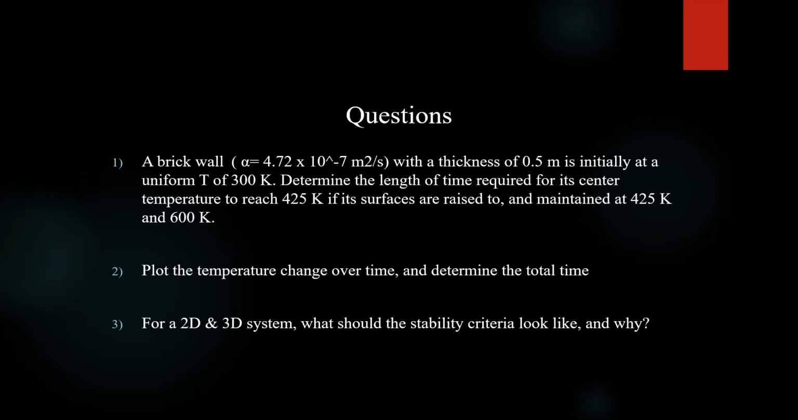So the question that I had to answer was threefold. The first one was asking me to find the length of time required for the center temperature to reach 425 if its surfaces are raised and maintained to 425 Kelvin and 600 Kelvin. The second question was asking me to plot the temperature change over time and determine the total time that it took. And part three was asking me, for a 2D and 3D system, what should the stability criteria look like for the systems and why would they look like that?